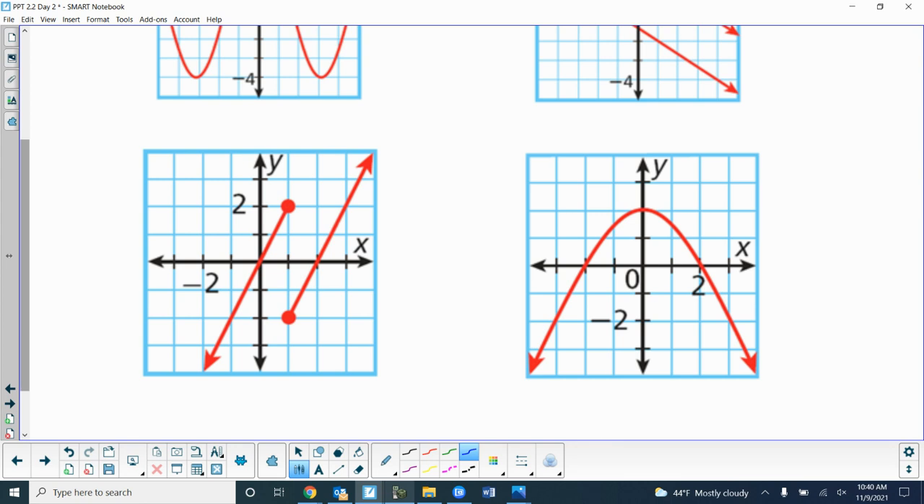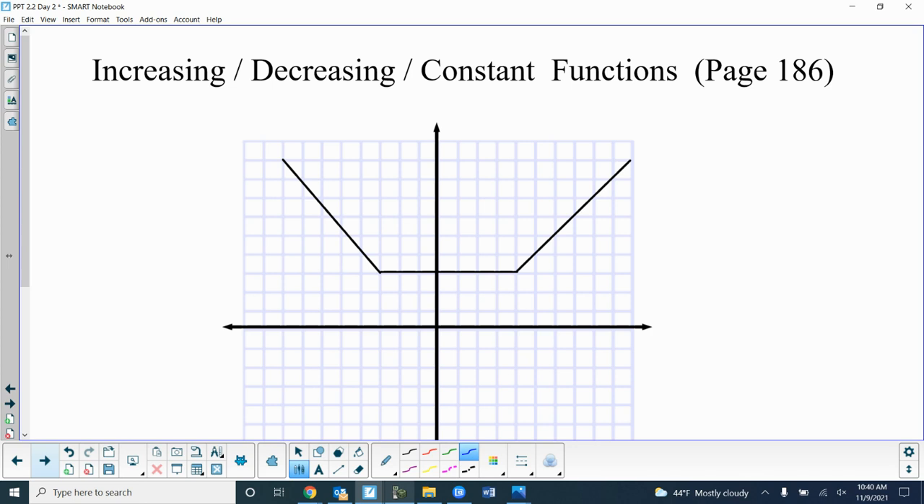We good on the vertical line test? Remember that from last year, I hope? We did do that last year. All right. Our functions sometimes increase, decrease, or stay constant, okay? This left part, going down left to right, what do you think that is? Increasing, decreasing, or constant? Decreasing. Okay, so smart. What about this middle part? Constant. Good. What about this right part? Increasing, right? So left to right, if it goes this way, it's increasing. Left to right, if it goes this way, it's decreasing. Right, Andy?